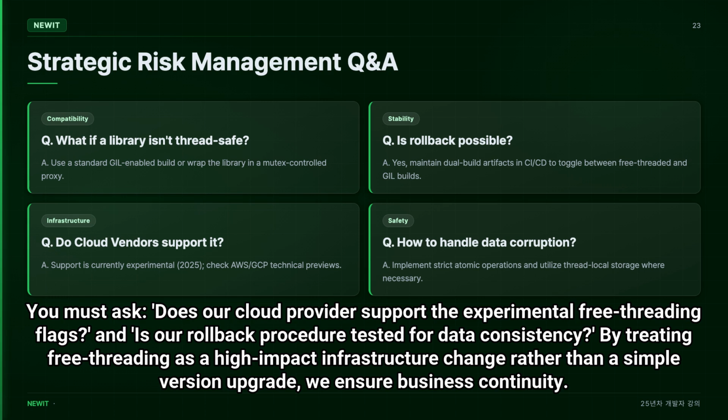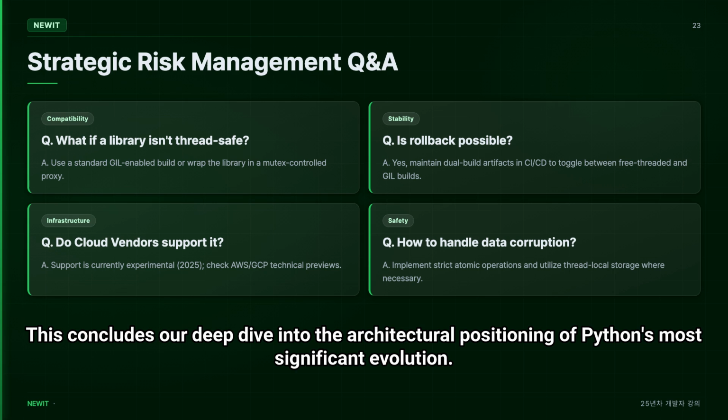And is our rollback procedure tested for data consistency? By treating free threading as a high-impact infrastructure change rather than a simple version upgrade, we ensure business continuity. This concludes our deep dive into the architectural positioning of Python's most significant evolution.